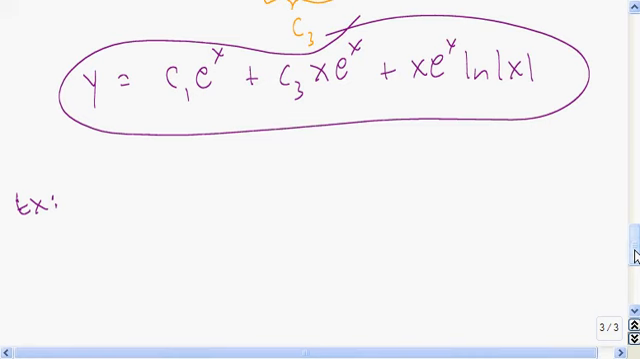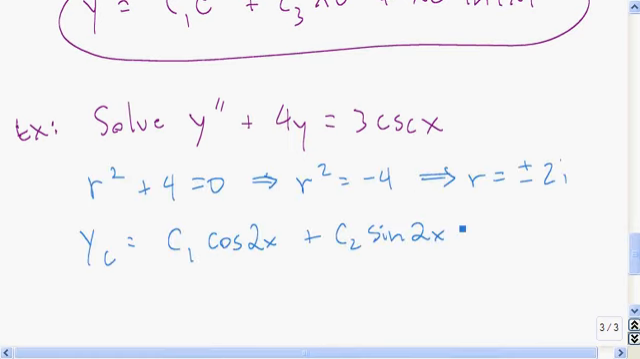All right, so find the general solution here to y double prime plus 4y equals 3 times the cosecant of x. Okay, so you'll notice that cosecant of x, that's not a candidate for our undetermined coefficients either. So we would use variation of parameters. All right, press pause while you work on this.